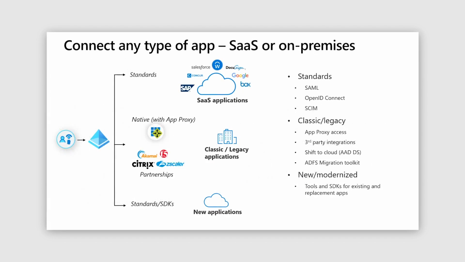With Azure Active Directory, we make it really easy to connect all your applications to have a single identity-based control plane to manage everything under. When it comes to cloud apps, we have support for standard authentication modes like SAML, OIDC, and for your new apps your organization is developing, we have tools and SDKs to help you integrate these as well. Now for on-prem apps, we have a couple different options to help you connect these apps.